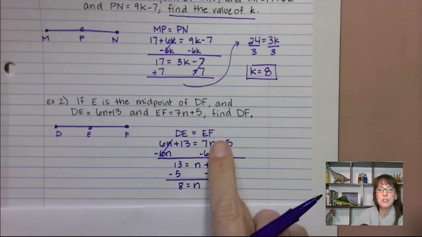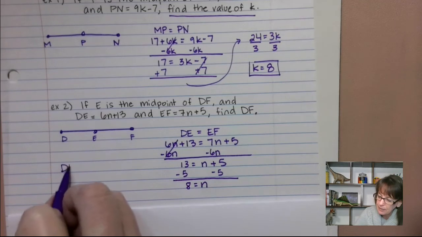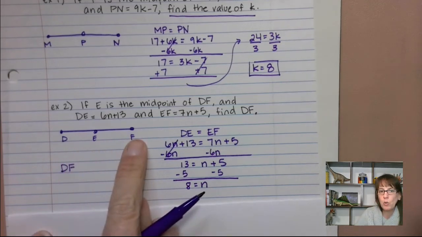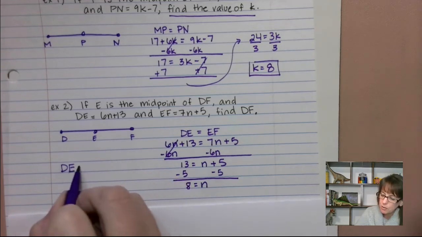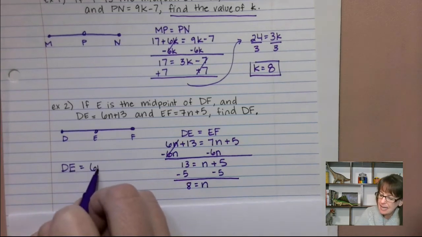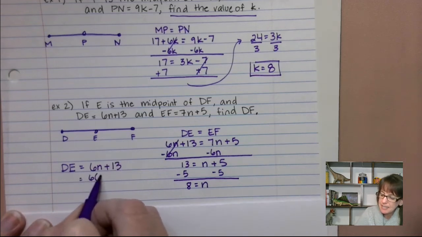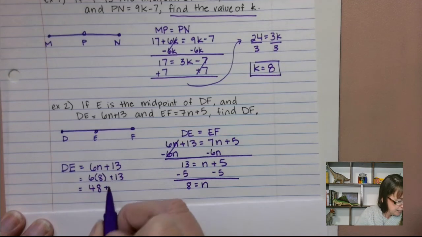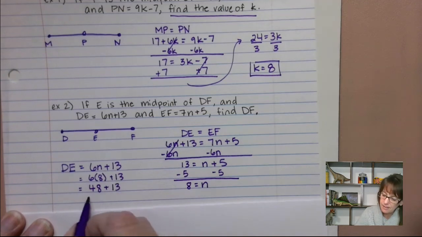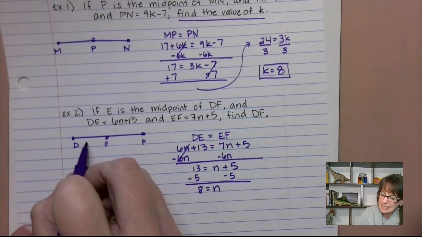Now, go back, read the question. It says find DF. We've only found n, so we have to find DF. So DF is this whole long thing. What that means is we're going to have to find DE or EF first. Let's try DE. We know that's 6n plus 13. All right, so that means we're going to have 6 times 8 plus 13. We got 6 times 8 is 48 plus 13. All right, and so if we add those together, we get 61. So DE is going to be 61.